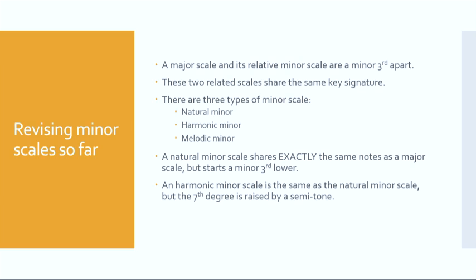Okay, there are three types of minor scale: the natural minor scale, which we learned about in the last video, the harmonic minor scale, which we also learned in the last video, and today we learn about the melodic minor scale. A natural minor scale shares exactly the same notes as its relative major. It just starts a minor third lower.